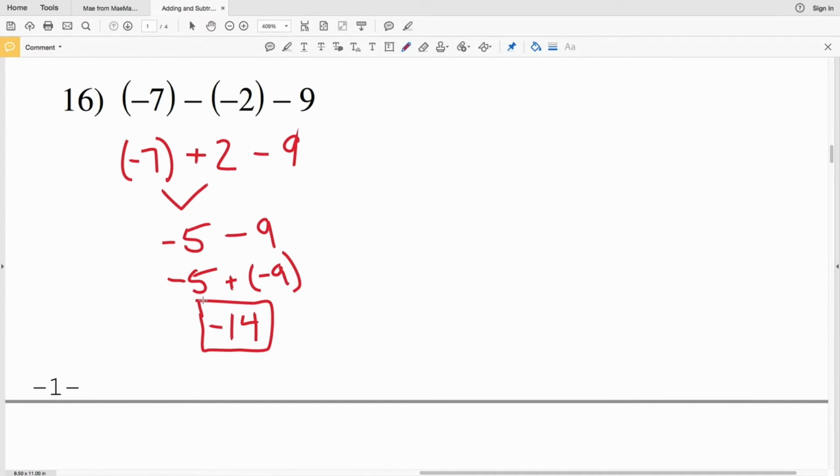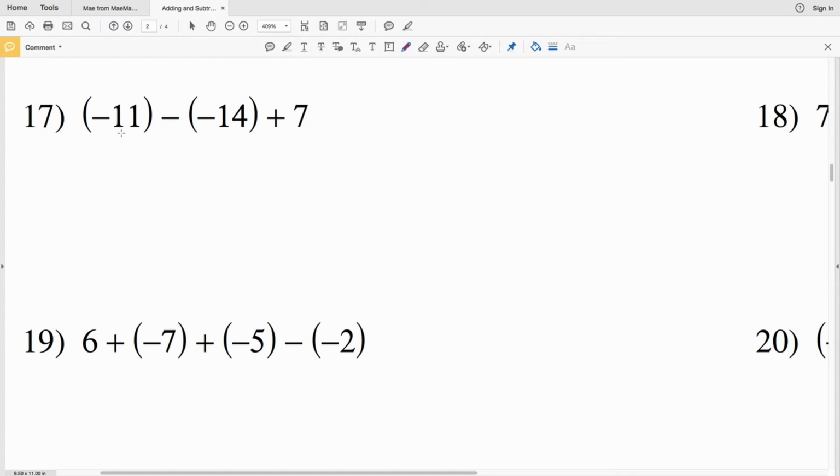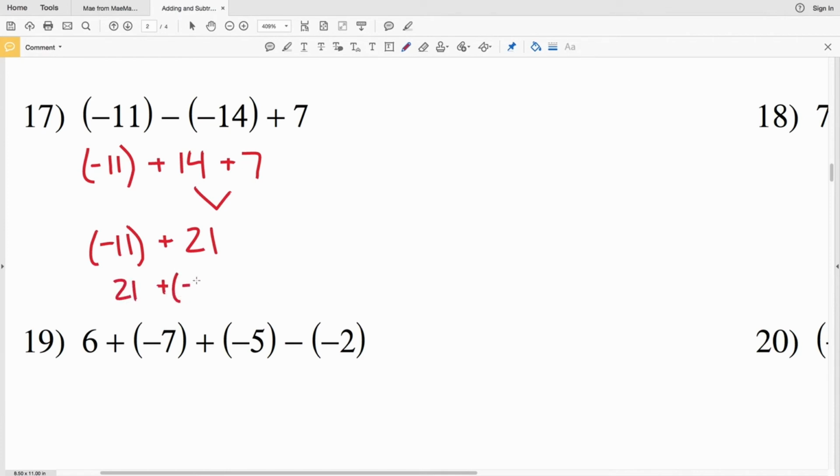Let's move on to the second page. For number 17, we have negative 11 minus a negative 14 plus 7. Rewrite this as negative 11 minus a negative is the same as adding a positive. So positive 14 plus 7. So let's go ahead and combine the positives first. So then we'll have negative 11 plus 14 plus 7 will give us a positive 21. Then negative 11 plus 21, we can rewrite that as 21 plus a negative 11. And that's the same thing as 21 minus 11. So from there, we're going to get a positive 10.